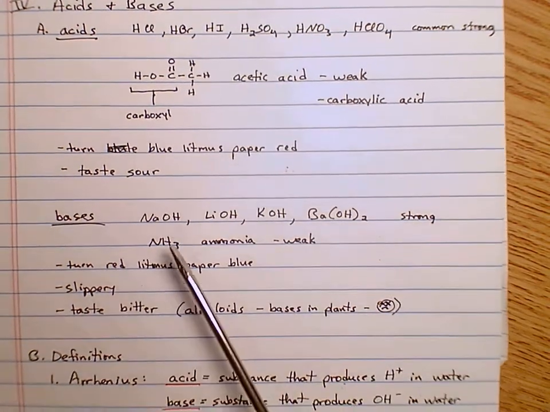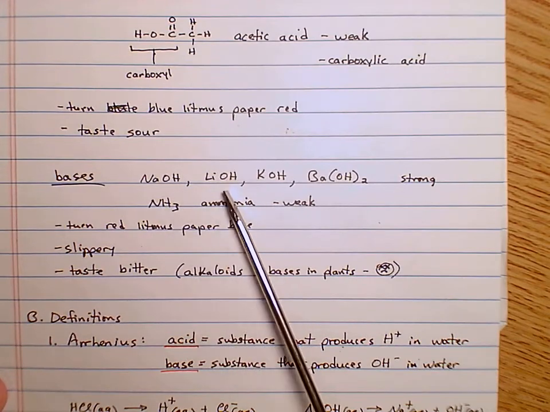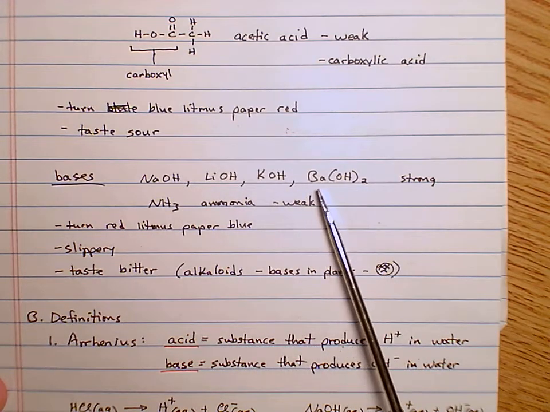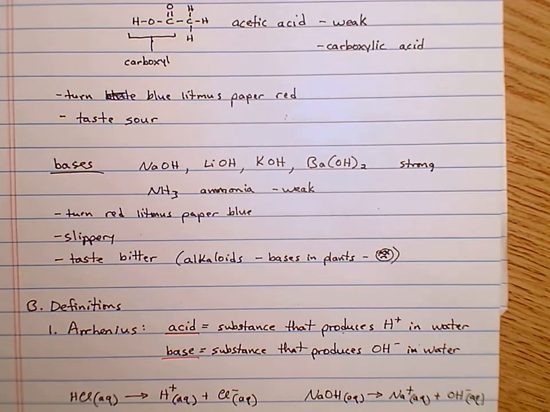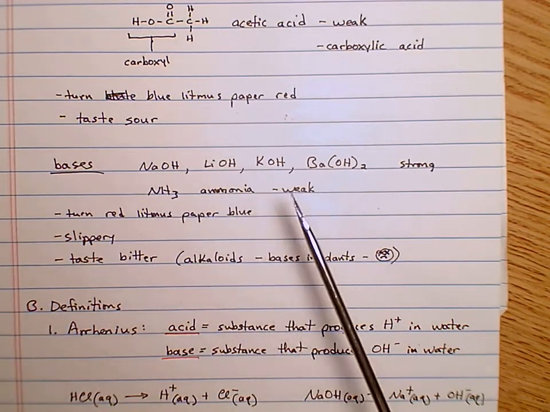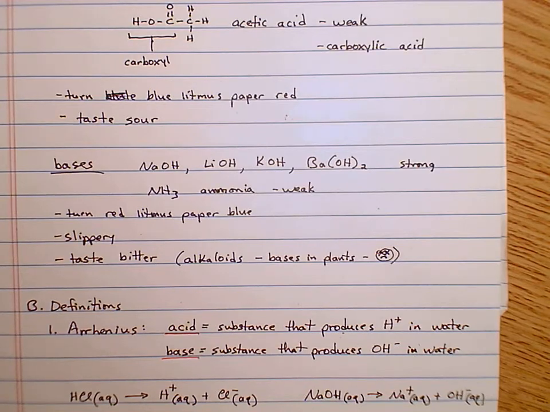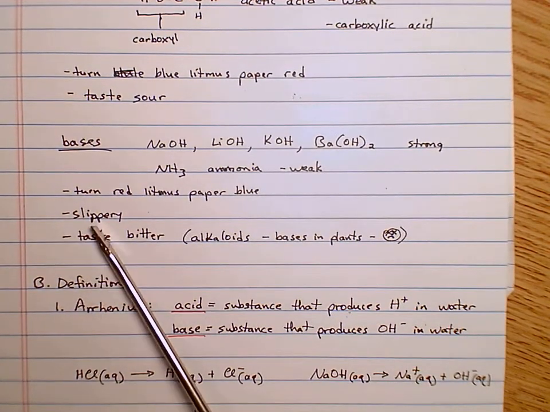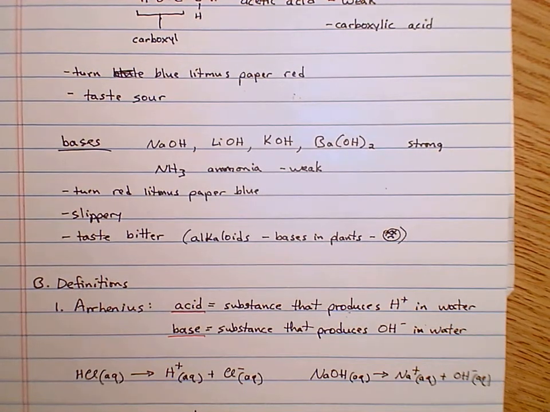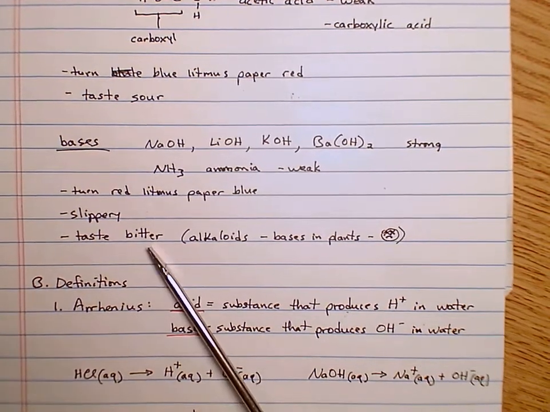Bases. Common strong bases: sodium hydroxide, lithium hydroxide, potassium hydroxide, barium hydroxide. These are our common strong bases. And ammonia is a weak base. Some things about bases: they turn red litmus paper blue. Bases tend to be slippery. Soap is slippery. Soap is actually a little basic. And bases taste bitter. Don't taste your bases in the lab.